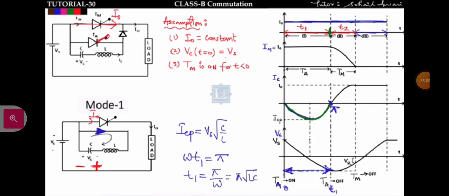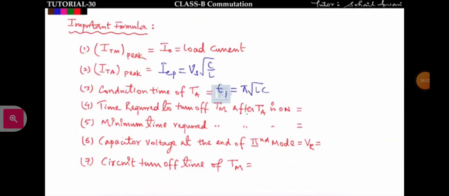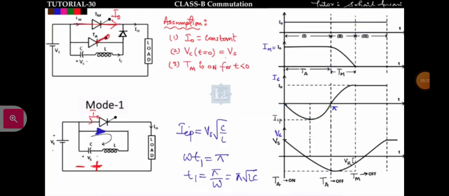So T1 will be equal to pi under root LC. Got it? Now the fourth point is the time required to turn off the main thyristor after TA is on. See what they are asking? They are asking the time required to turn off the main thyristor after TA is on.